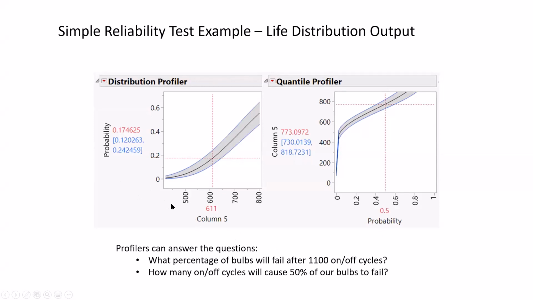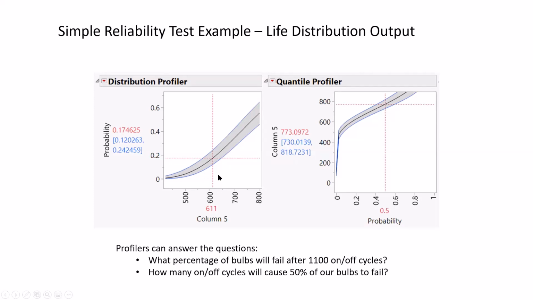The first one here says, what is the probability, the output, and in this case it's 17.4%, of our product making it to 611 on-off cycles. 611 on-off cycles is 17% within this 95% confidence range. So I believe that somewhere between 12 and 24% of my units are going to fail by 611 cycles. And we can drag these around. This is PowerPoint I'm in here. I'll show you how to do this in a minute.